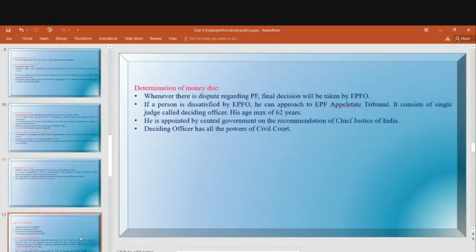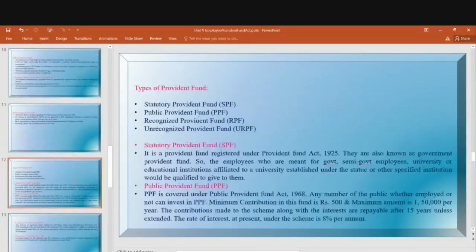And the next thing is that there are different types of Provident Fund available. The first type is the Statutory Provident Fund, shortly called SPF. Another one is the Public Provident Fund. The next one is the recognized provident fund, and the last one is the unrecognized provident fund.